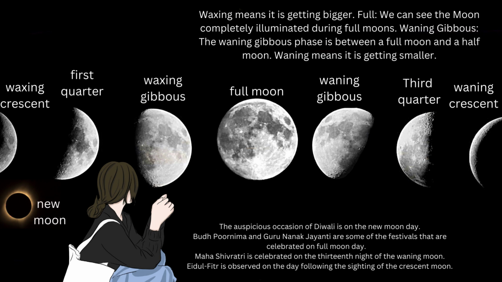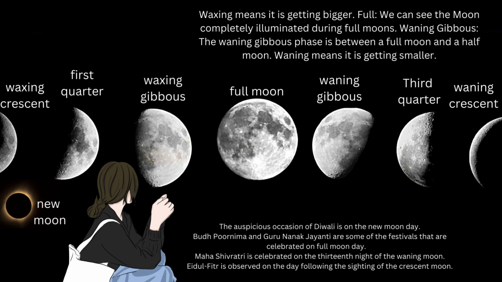2. Waxing crescent. Waxing means it is getting bigger. Following the new moon, a small crescent of the moon becomes visible. The illuminated portion starts on the right side and gradually increases as the moon progresses towards the next phase.